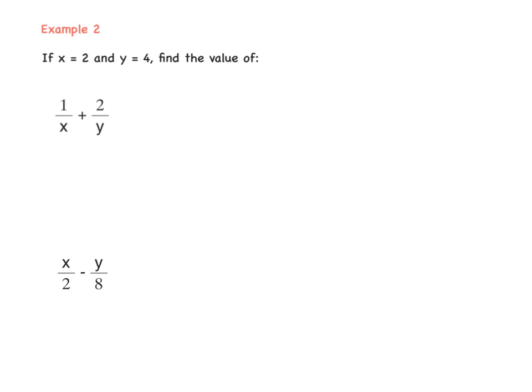So let's start. We have 1 over x, and instead of x we can write down 2, plus 2 over y, and we know that y is 4. Okay, and now we simply need to solve it. We don't have the same denominator, so we need to find the lowest common multiple, and the lowest common multiple for 2 and 4 is just 4, so we can write it down.